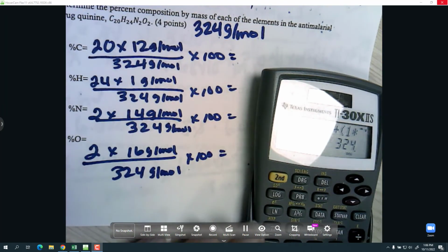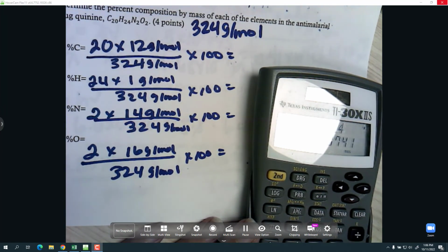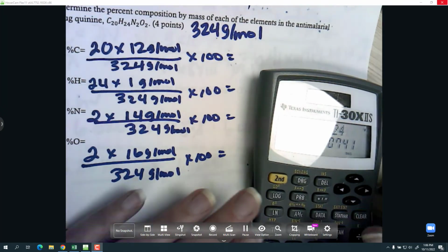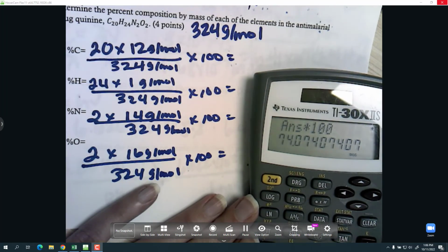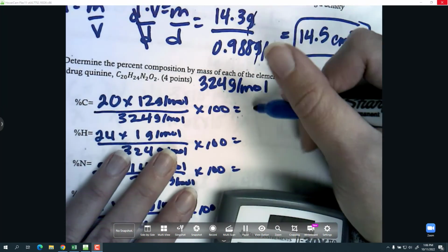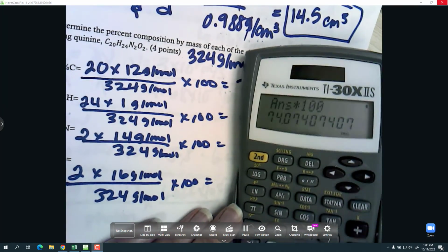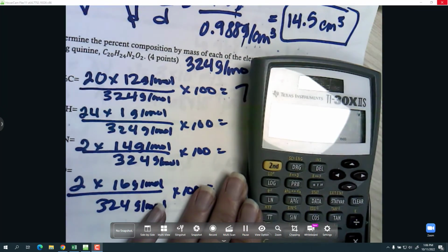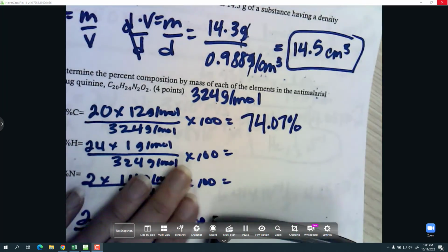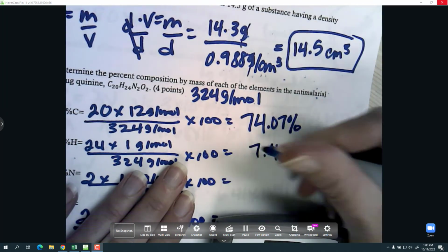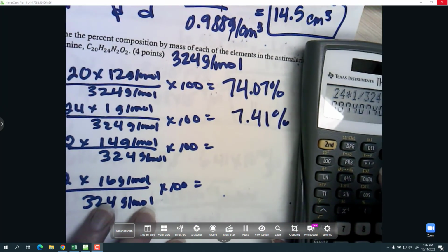So 20 times 12 divided by 324. There we go, 0.7407. I need to multiply by 100 to make it a percent, or I could just do that in my head. So 74.07%. 24 times 1 divided by 324 would be 7.41%. I'm just going to do 2 decimal places because that's what my molar masses typically have.